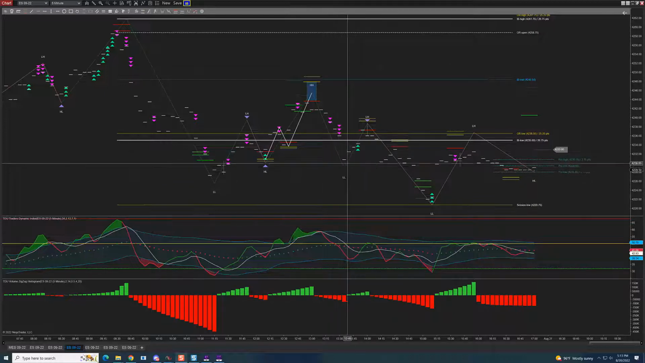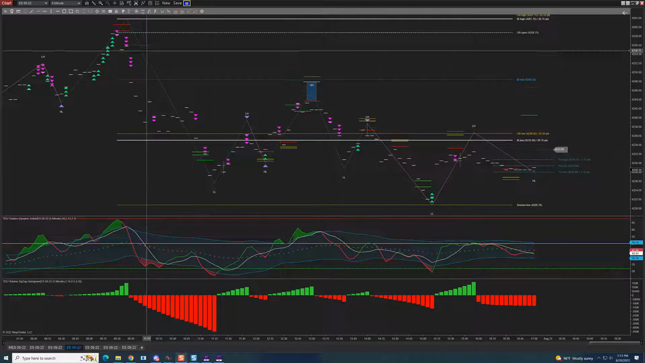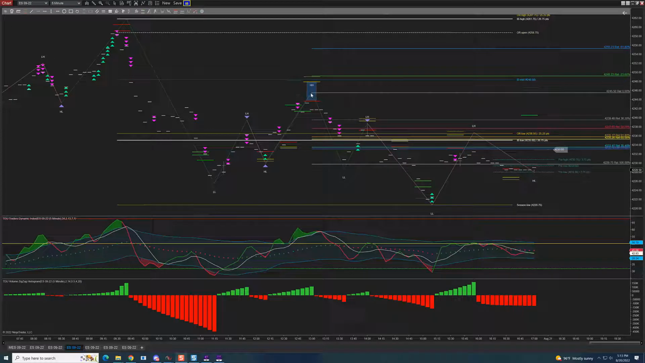Now this one is interesting, because if you look at it here, if we take from the last swing, this is just a little something you'll learn with practice. So if I go here, we've broken here.